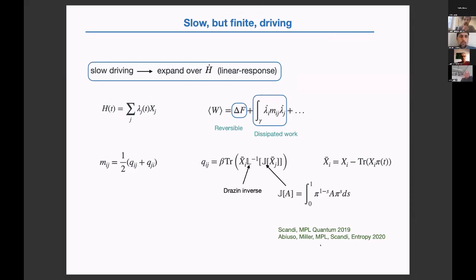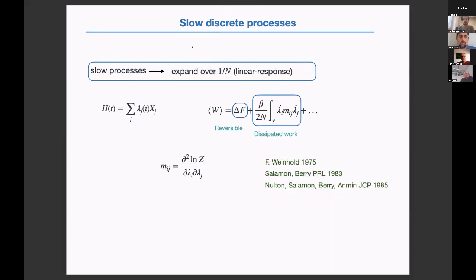The second important point of this talk is that I will be considering slow driving, so basically a linear response expansion over h dot. In this case, it's well known that you can divide the work into a reversible term plus a quadratic form. Okay, and in general, you can write this quadratic form as a function of the Lindblad master equation that you have, and this we've been studying in recent works. But in the case of discrete processes, where you expand over n, the number of steps, this quadratic form is just a susceptibility. Okay, so it has a very nice interpretation, and this goes back to the 80s.